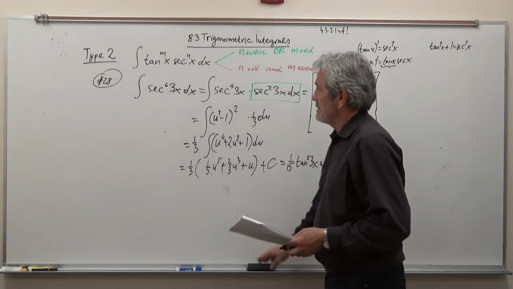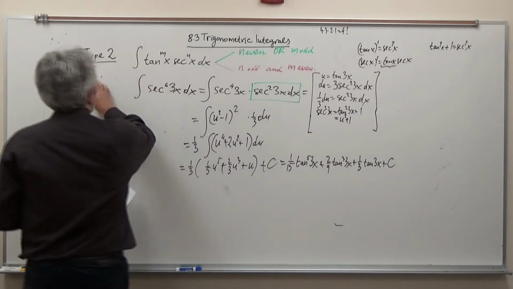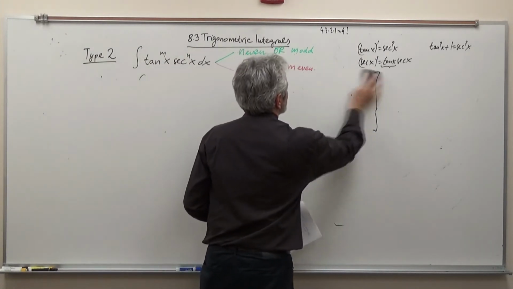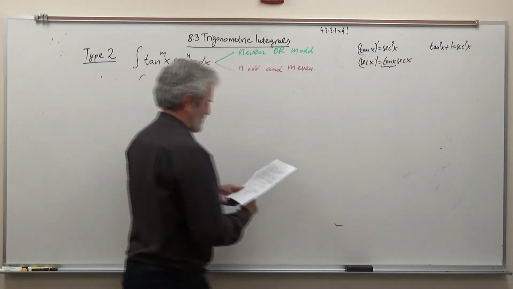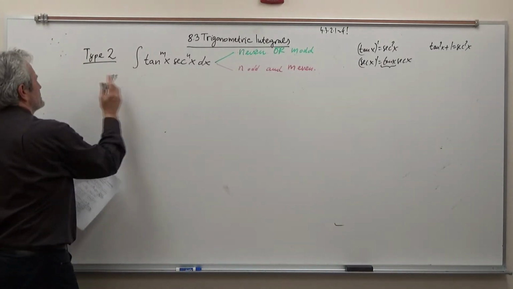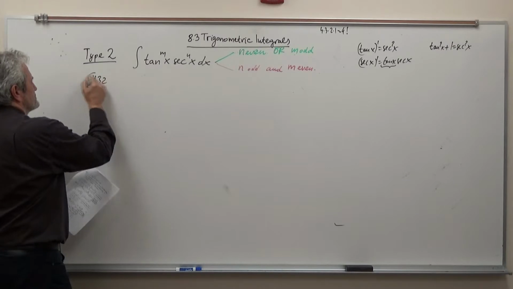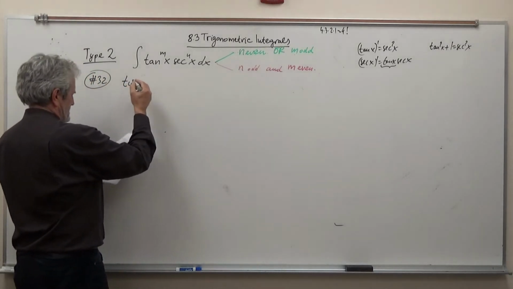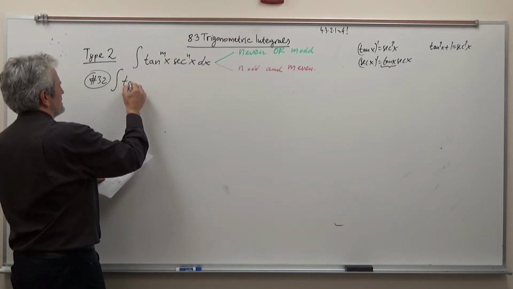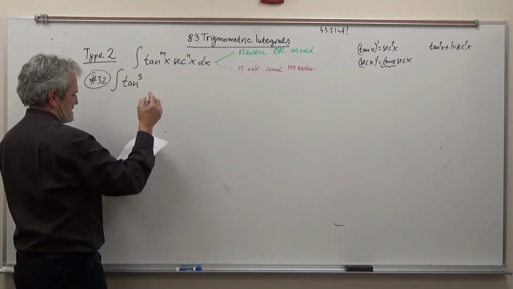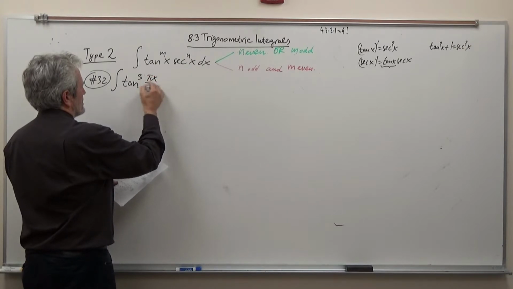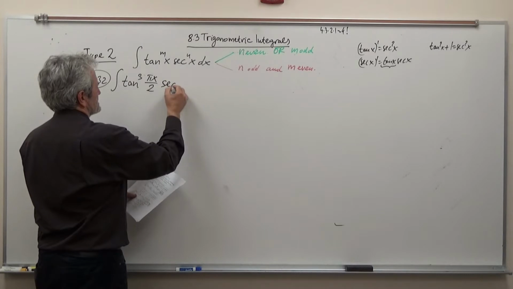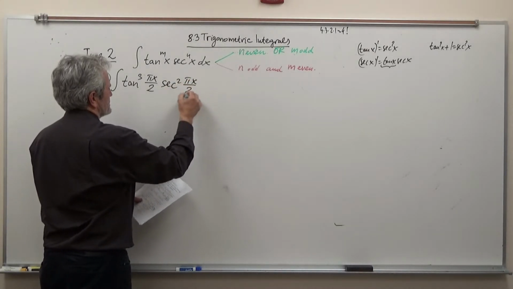Let's see the other easy case. And that is number 32: the integral of tan cubed (pi x over 2) secant squared (pi x over 2) dx.